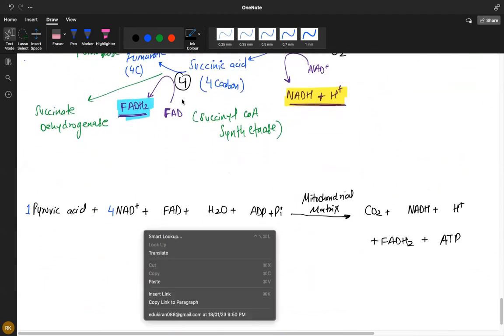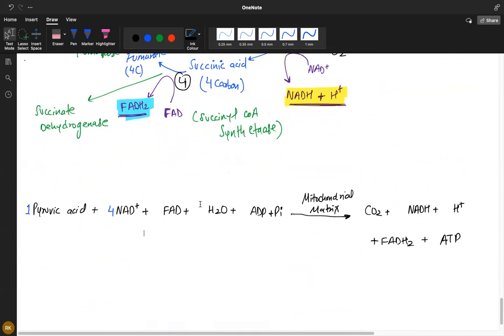1 FAD at this step, which is clear. And remember 2 H2, 2 water molecules were used, 1 ATP was used. We got out 3 CO2, 4 NADH, 4 H plus, 1 FADH2 and 1 ATP. This is the overall reaction till here.